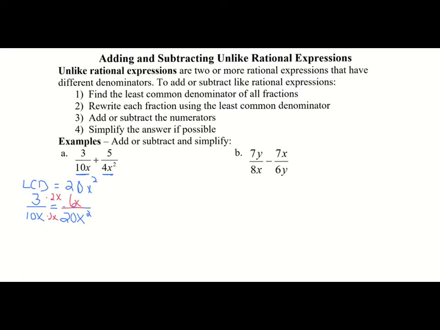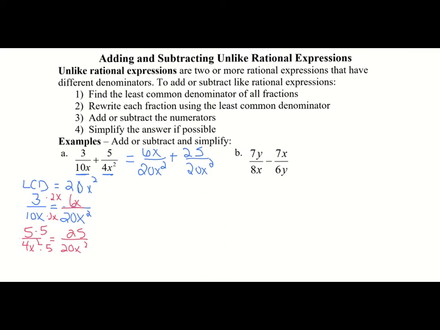And then my 5 over 4x squared, to get it to 20x squared, I know I have the x squared, so that's fine. I just need to multiply this 4 times 5 to make it 20. So I'll multiply the top times 5, and I get 25. So my problem with a common denominator will be 6x over 20x squared plus 25 over 20x squared.